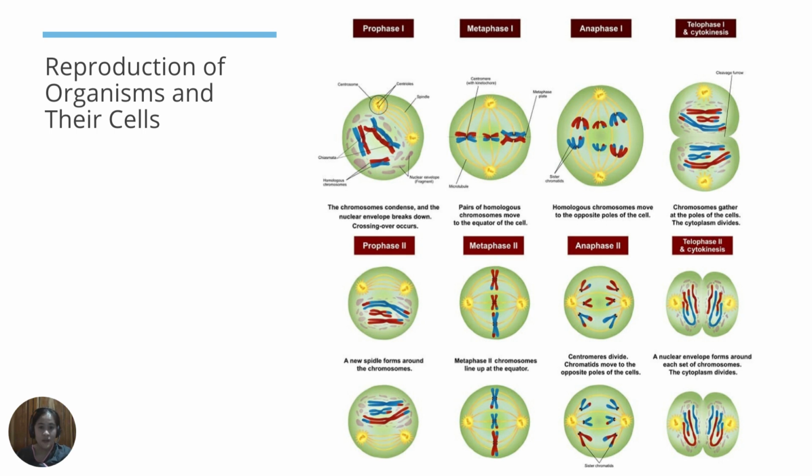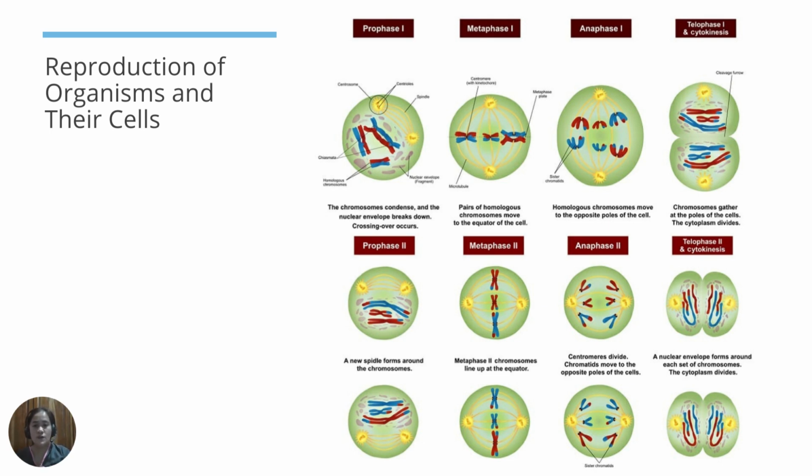Pagdating ng metaphase 2, ayan na, the chromosomes line up at the center. Okay? And then anaphase 1, the homologous chromosomes move to the opposite poles of the cell. And then anaphase 2, the centromeres divide. Ayan na. 'Di ba X siya kanina, nagiging letter V na lang siya. And then chromatids move to the opposite poles of the cells.